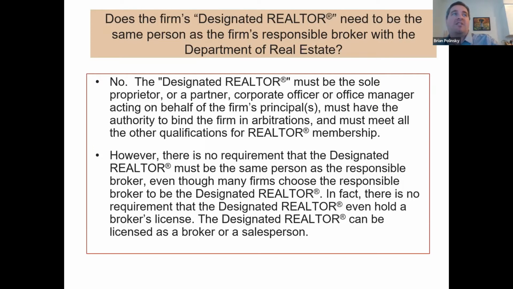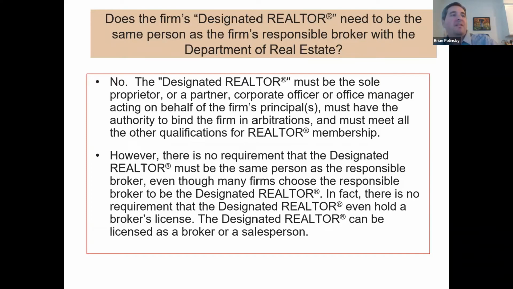The designated realtor has to be the sole proprietor or a partner, corporate officer, or office manager acting on behalf of the firm's principals. So that is the definition of a designated realtor. So anyone who is a sole proprietor, partner, corporate officer, or office manager acting on behalf of the firm's principals. And they will have the authority to bind the firm in arbitrations and meet all of the other qualifications for realtor membership. So you'll note here, there's no requirement that the designated realtor must be the same person as the responsible broker. In fact, there is no requirement that the designated realtor even hold a broker's license.